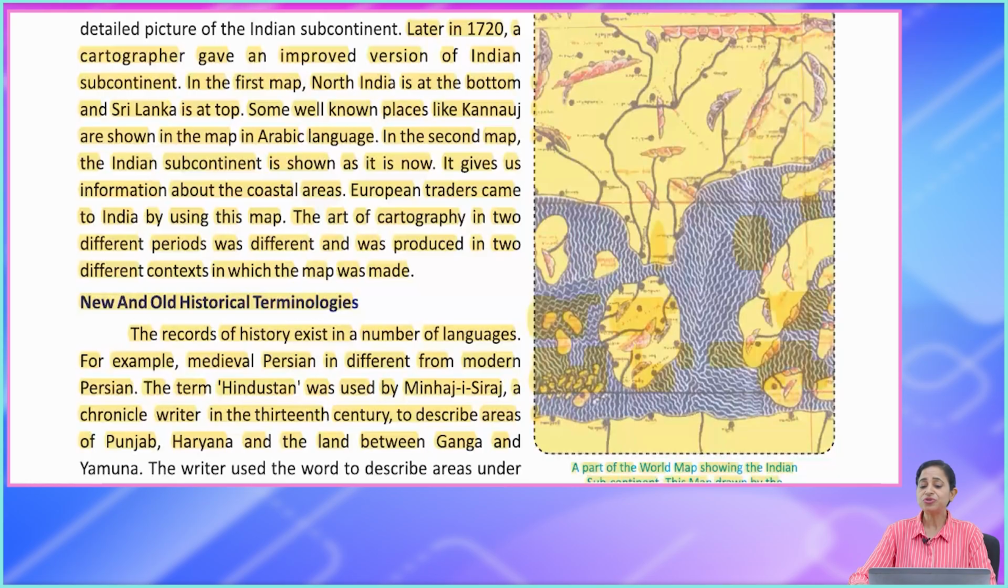Can you see this map, students? Okay. So now in the second map, the Indian subcontinent is shown as it is now. It gives us information about the coastal areas. European traders came to India by using this map. The art of cartography in two different periods was different and was produced in two different contexts in which the map was made. New and old historical terminologies.